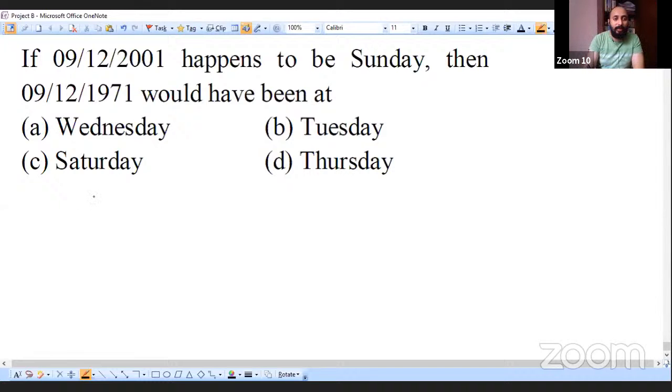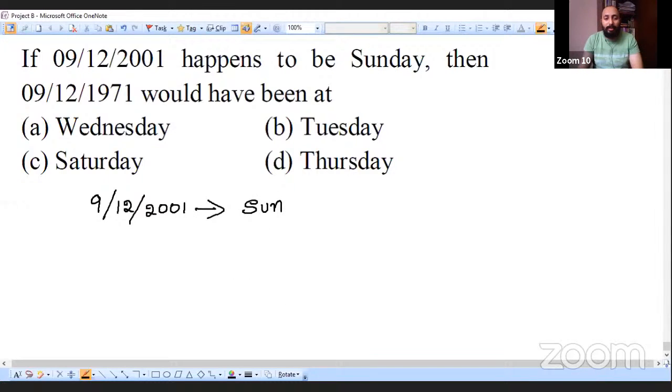So they are saying 9/12/2001 is Sunday. So what is 9/12/1971? They are asking 1971. So 1971 means you should go how many years back? 28 years back. 28 years back we should go.